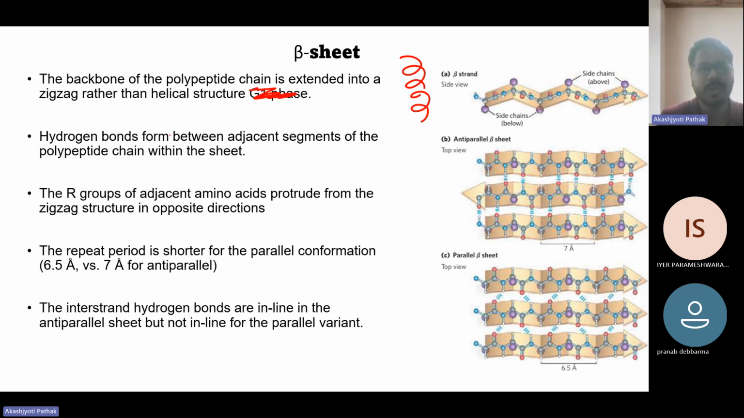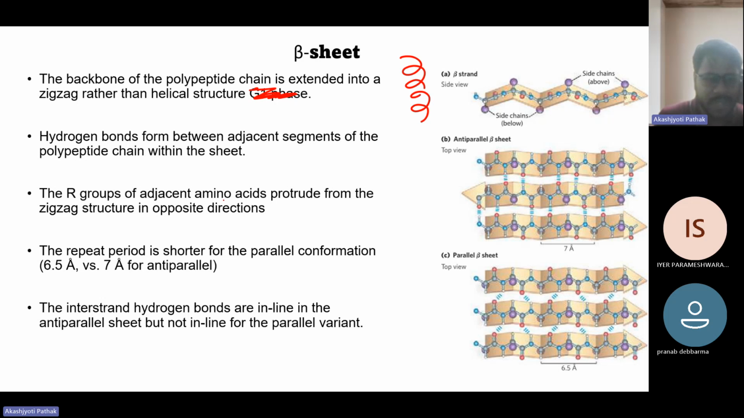And the hydrogen bonds are found between two different polypeptide chains. It is not within a polypeptide chain. It is between two different polypeptide chains. So it is formed between the adjacent segments of the polypeptide chain within the sheet.